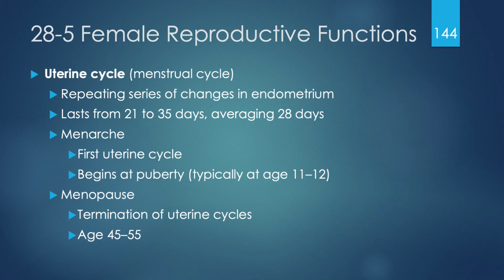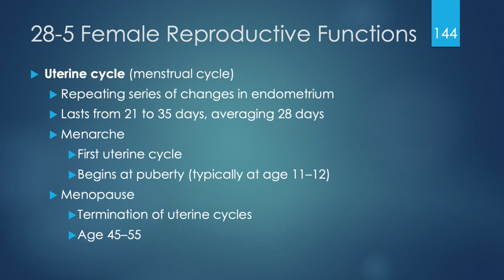The uterine cycle is also known as the menstrual cycle, and this is a repeating series of changes that occur within the endometrium. Your textbook says that it lasts between 21 to 35 days, averaging 28 days. However, it can extend up to as long as even 45 days and be within normal limits.